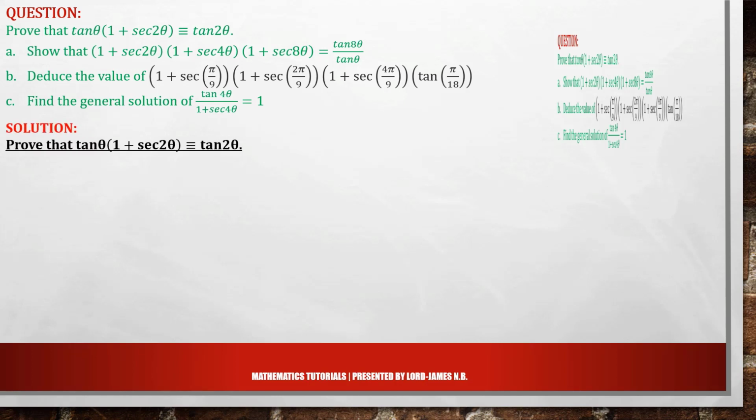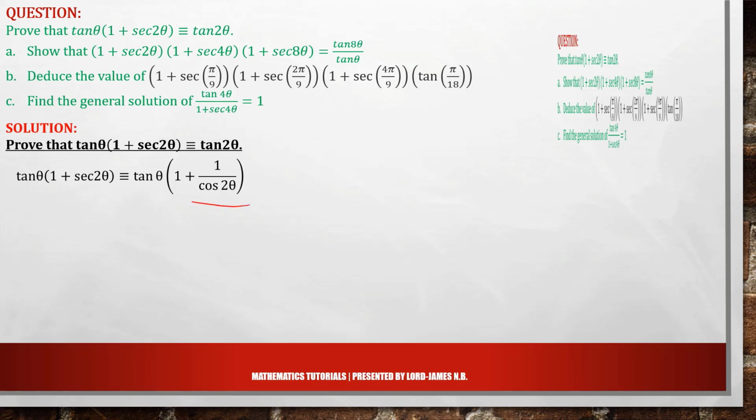The proposed solution: we want to prove that tan theta times 1 plus sec 2 theta is identical to tan 2 theta. Each time you want to prove a trigonometric equivalence, we have to make use of trigonometric identities. To begin with, we know that sec theta is 1 on cos theta, so we are going to express 1 plus sec 2 theta as 1 plus 1 on cos 2 theta.